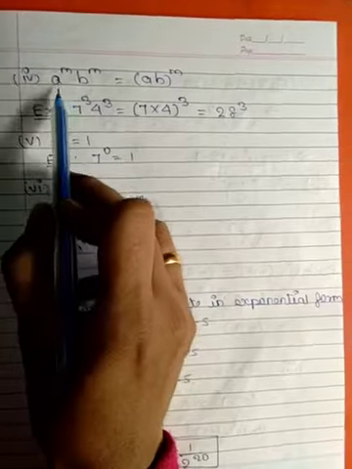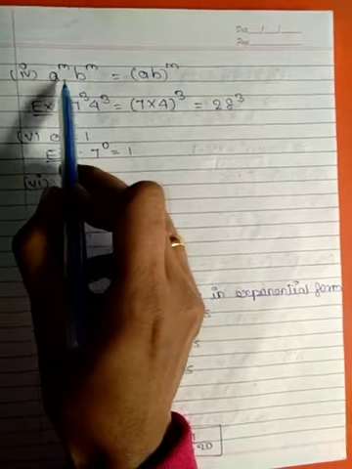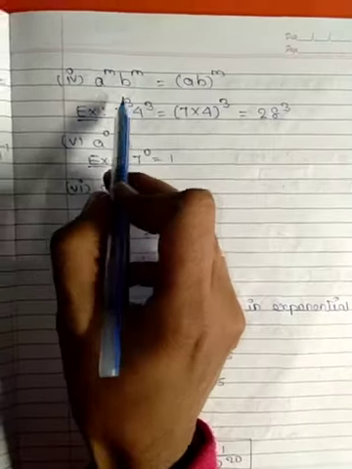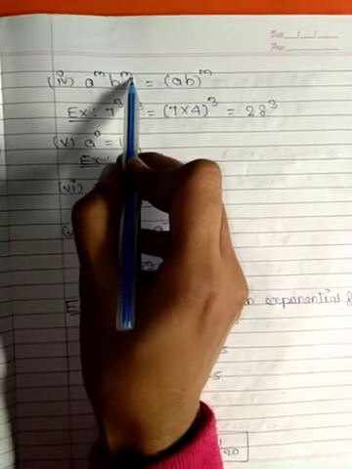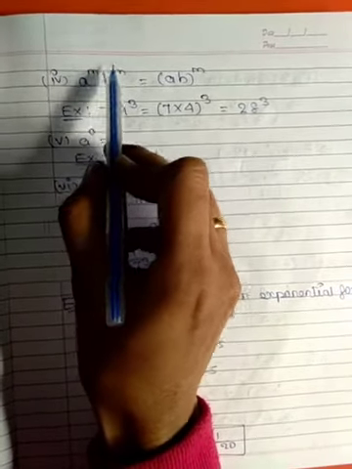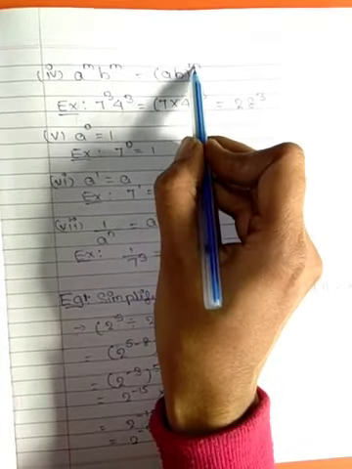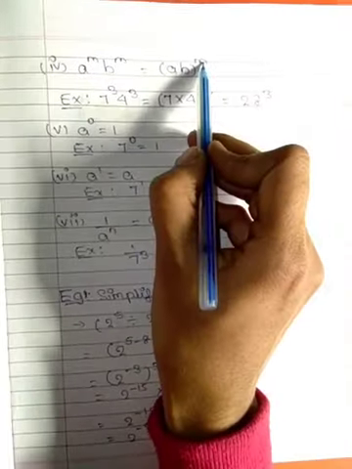Now the fourth law is a raised to m, b raised to m. Here see the bases are different, that is a and b, two different bases we have taken, but their exponents are the same. Suppose such a sum is coming where the bases are different but the exponents are the same, we can write it as ab the whole raised to m, because both have the same exponent.